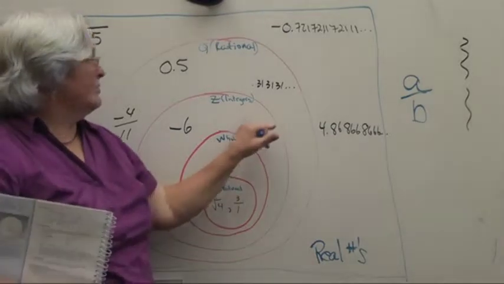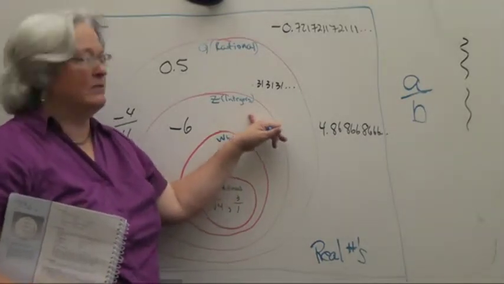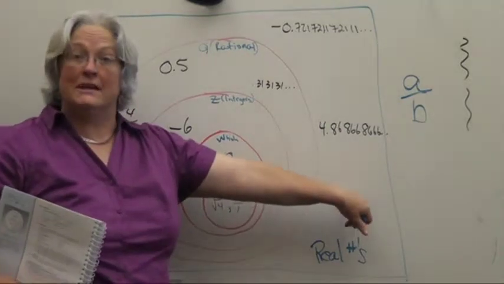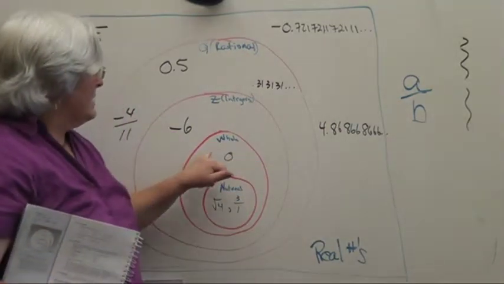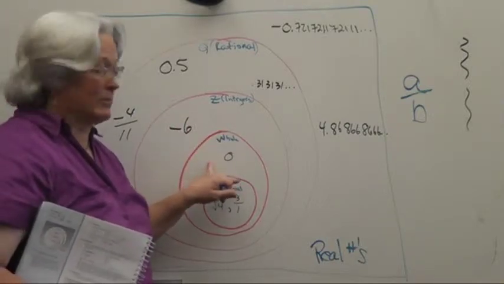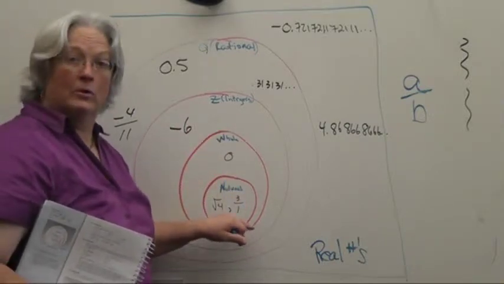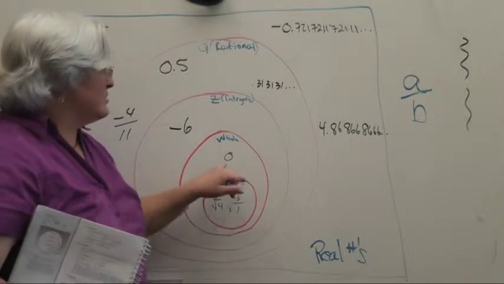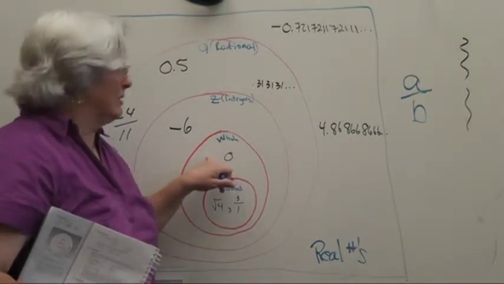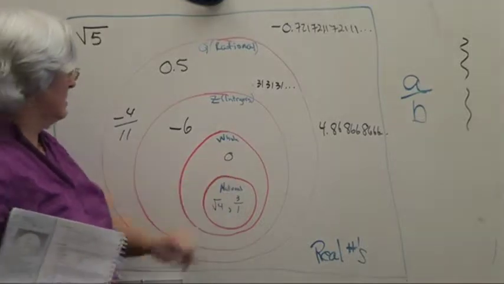Then, zero. It fits in the set of integers, it fits in the set of rational numbers. It also fits in the set of real numbers. But the smallest group that you can get it into is the set of whole numbers. It's not a natural number because the natural numbers don't include zero. However, the whole numbers do include zero. So that's where this one belongs.